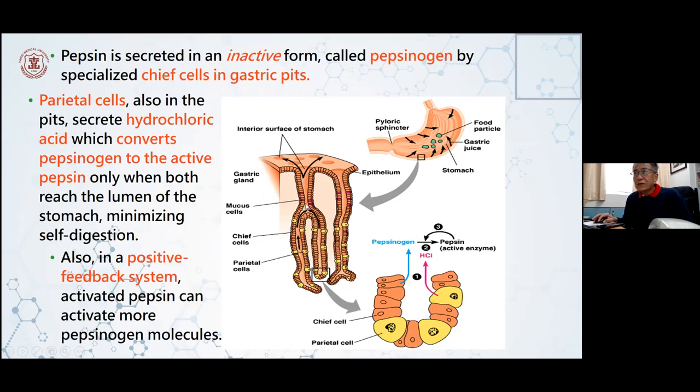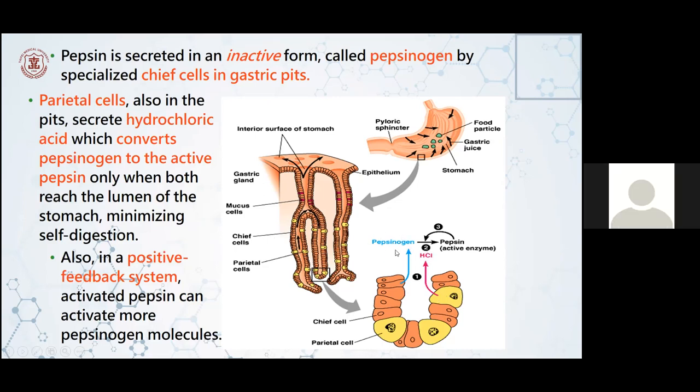We can see the figure here. This is the stomach wall, and there are pits here. There are different cells. The red ones are mucus cells, the orange ones are chief cells, and the yellow ones are parietal cells. In the deep part of the pit in the stomach, the chief cell releases pepsinogen, which is the inactive form of pepsin. And the parietal cell releases the HCl.